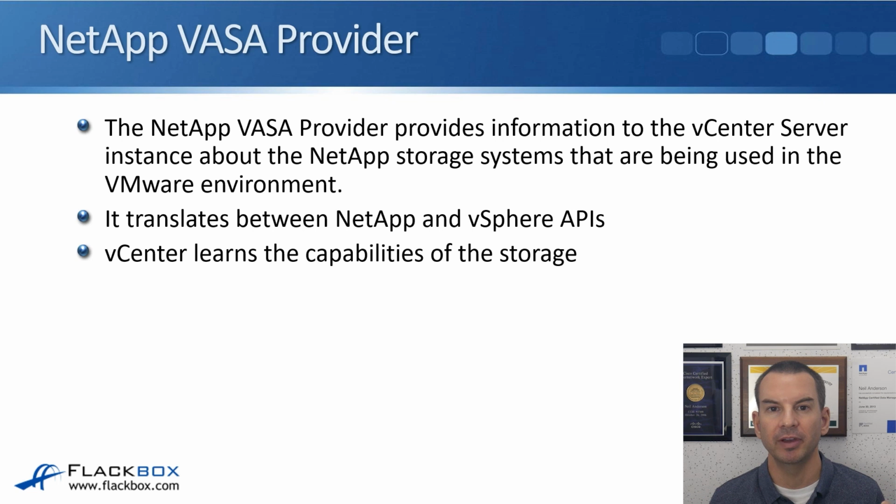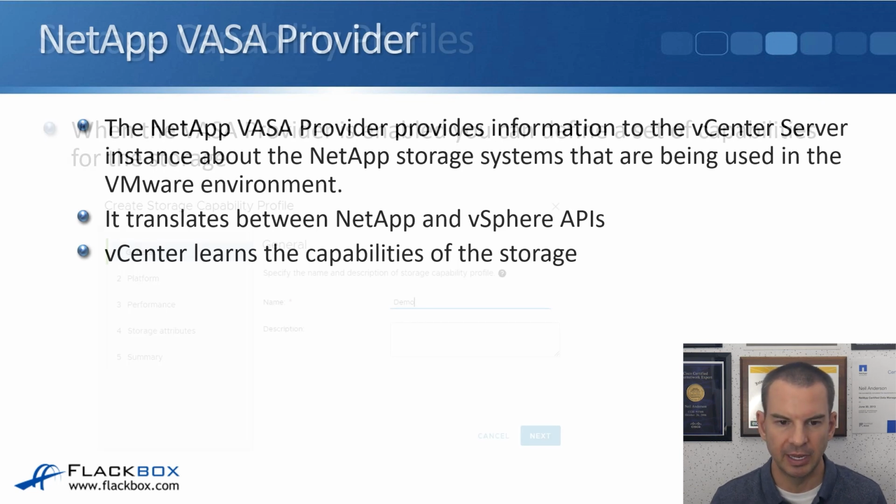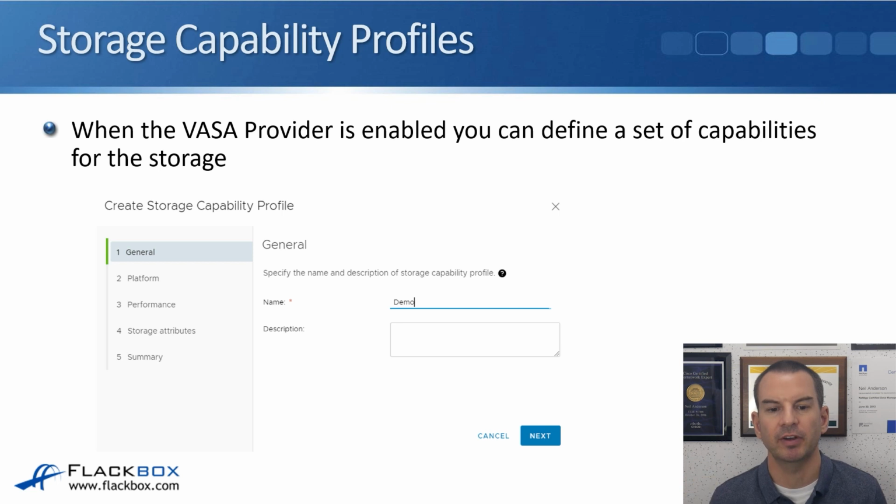So for your storage capability profiles to be available to you, you need to make sure that the VASA provider is enabled, which it is by default in the latest versions of VSC. Okay, so when the VASA provider is enabled, you can define a set of capabilities for the storage. To get to this page, you go to the VSC plugin in your vSphere client. There's a page there for storage capability profiles. And you can see in the screenshot here that I'm creating a new storage capability profile. So I've said I'm creating a new one. I've just given it a name here, and then I would click Next.